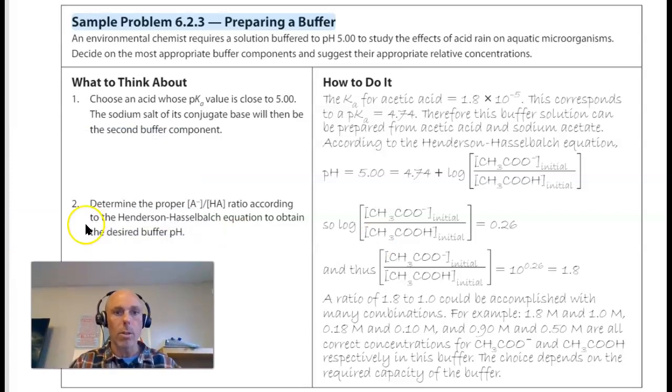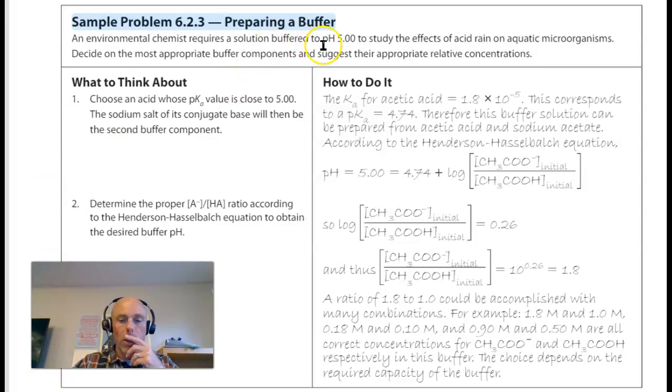So sample problem 6.2.3 here says that an environmental chemist requires a solution buffered to pH 5. The desired pH is 5. To study the effects of acid rain on aquatic microorganisms, decide on the most appropriate buffer components and suggest their appropriate relative concentrations. All right, here we go.